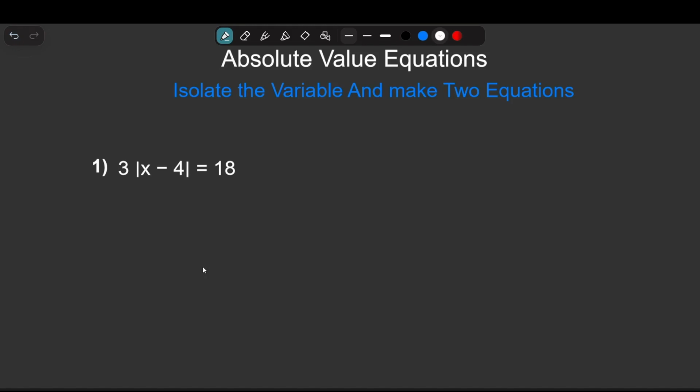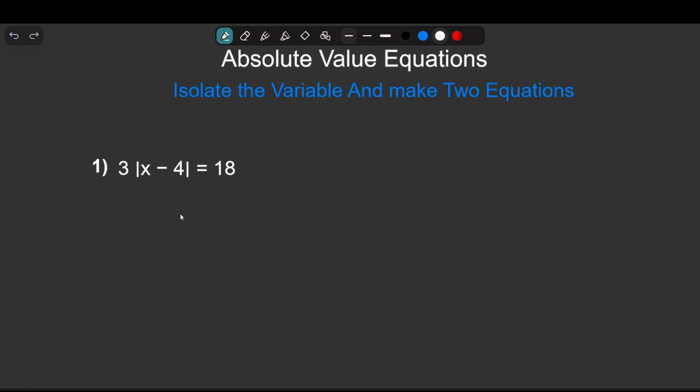So, let's get started with number one, where we have 3 times the absolute value of x minus 4 equals 18. So, the first step we're going to take is we're going to isolate our absolute value, so this part of our equation.